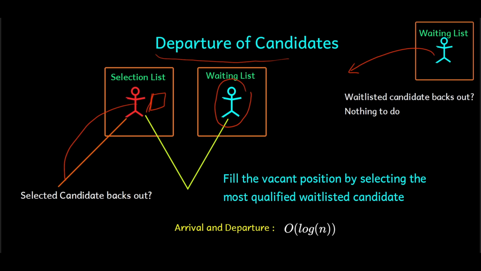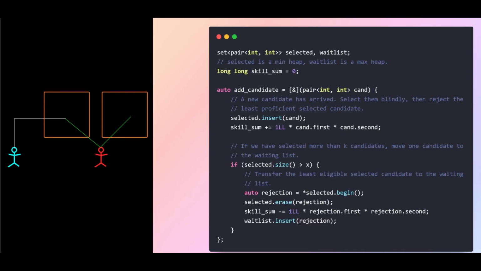So we'll create this vacant space over here and then we will transfer the most qualified person from here to here, and this is also just transfer of elements, so this should also work in log n. Now that we have seen the arrival and departure, let's look at the actual code that implements this logic.